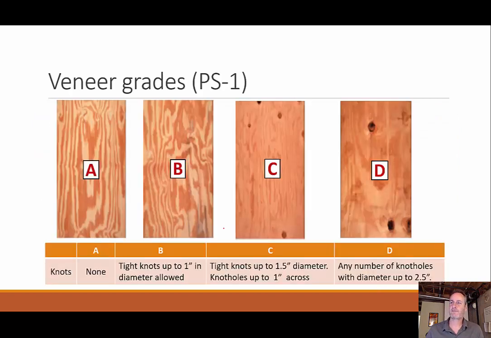So starting with the grades of veneers, we have an A, B, C, D type classification, and it's really based on the knots. So you see no knots in this one. In B, you might have a knot up to 1-inch diameter. C, you're having a 1.5-inch diameter, and not just knots, so now you could actually have a hole all the way through that veneer of 1 inch across. D is your lower grade plywood. Any number of knot holes, diameters up to 2.5 inches, as you can see.